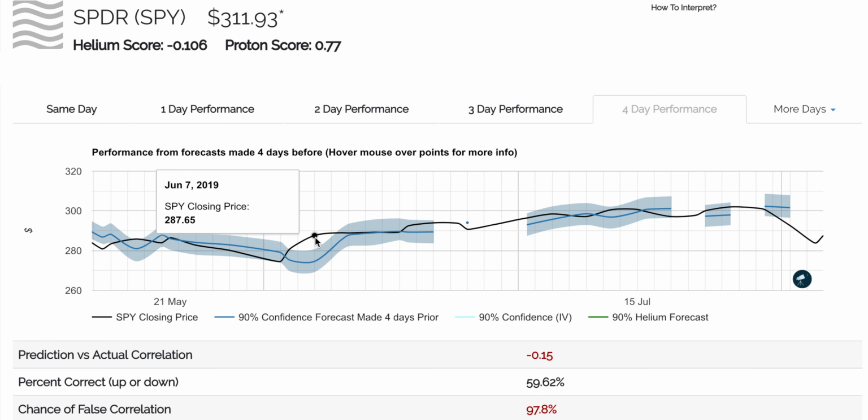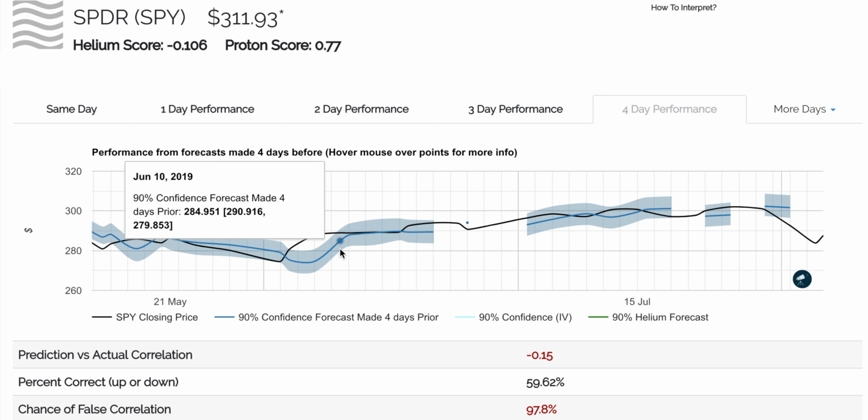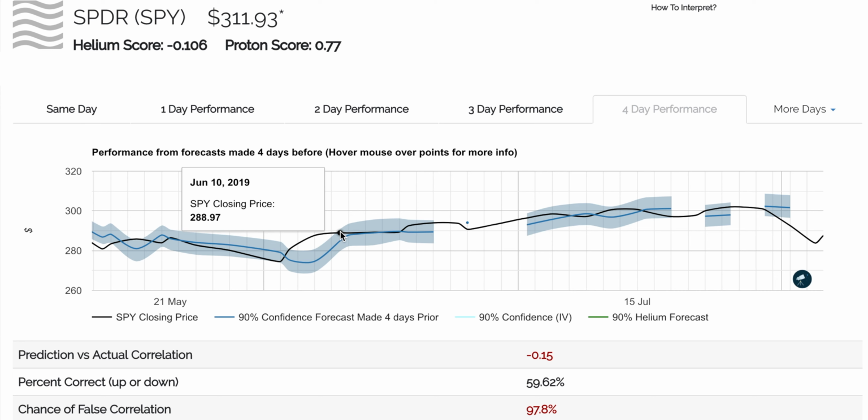One way of measuring how good the model is, is the prediction versus actual correlation. So this is the correlation coefficient between the predictions that Helium made and the actual price movements based on the closing price in the market, where a big positive number is good and a negative number is bad. Additionally, Helium models will tell you the percent correct up or down. This is just the percent of the time that the Helium model got the direction up or down right.